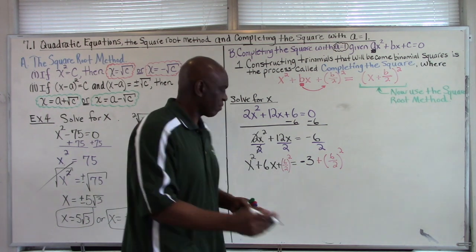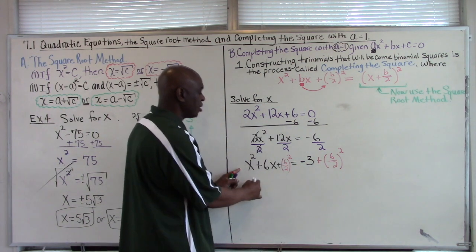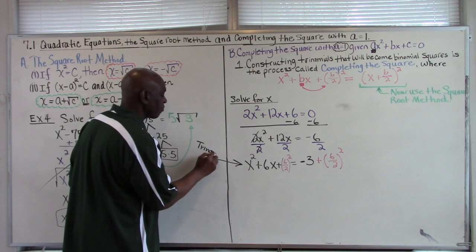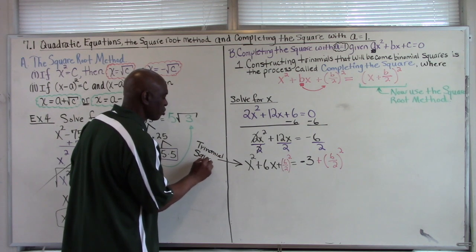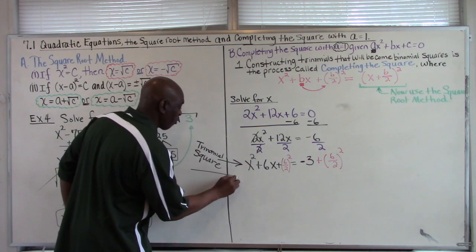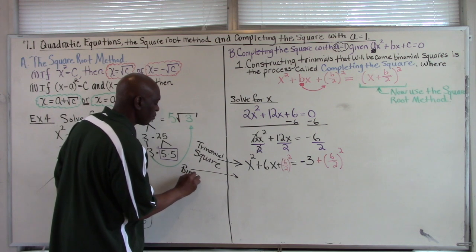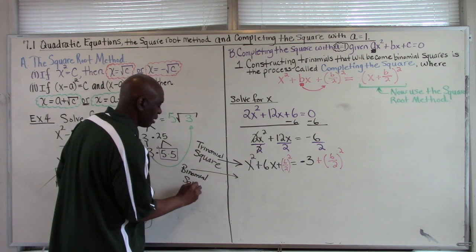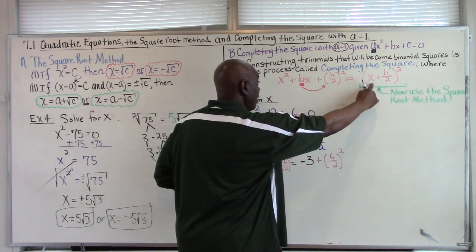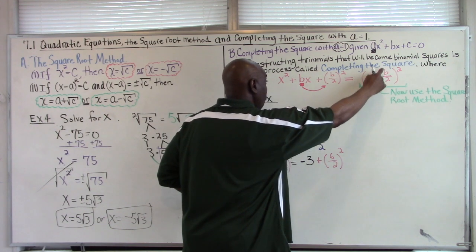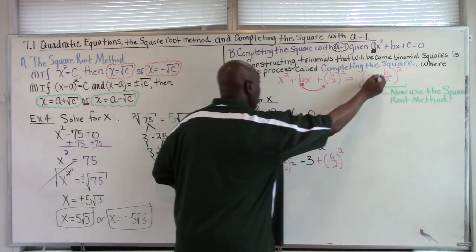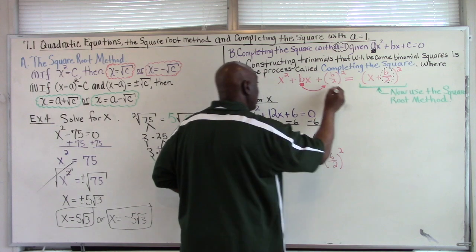Watch this. If you express your trinomial square like this, I can go directly to the binomial square, because the binomial square is right here. It's x plus b over 2. The same b over 2 here is the b over 2 right here.